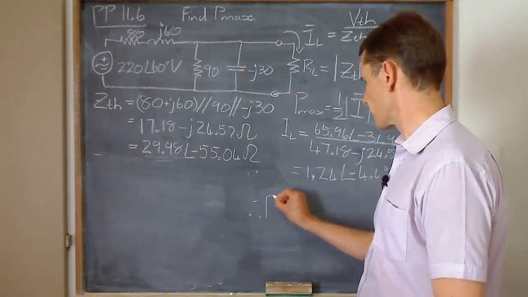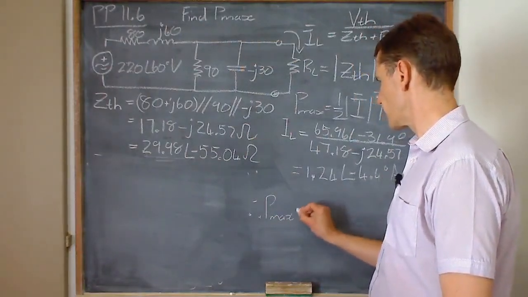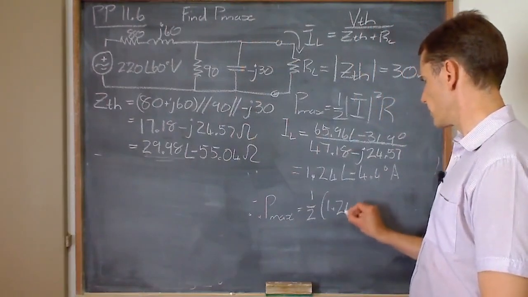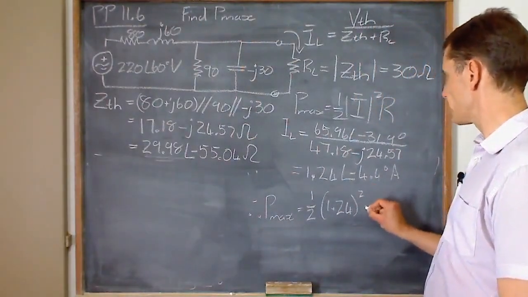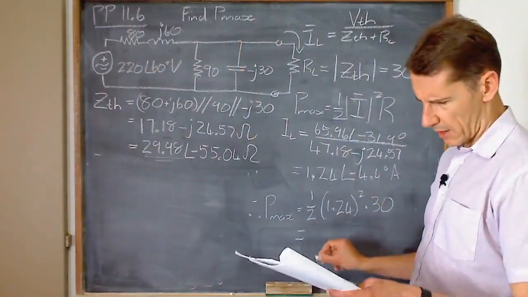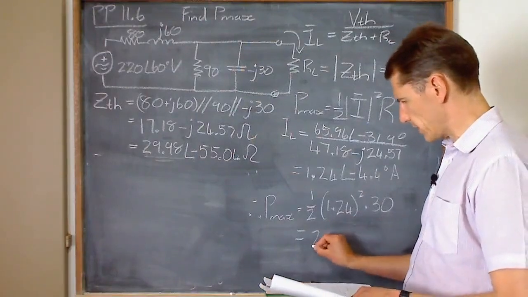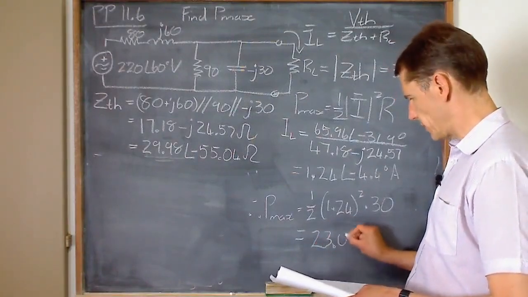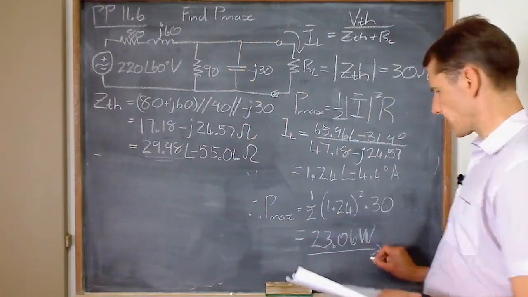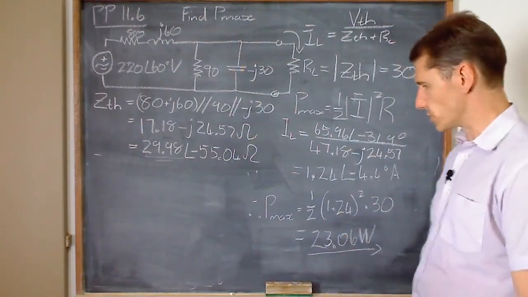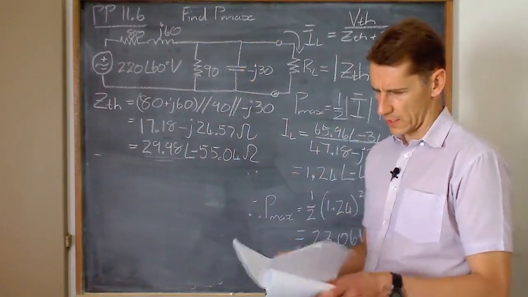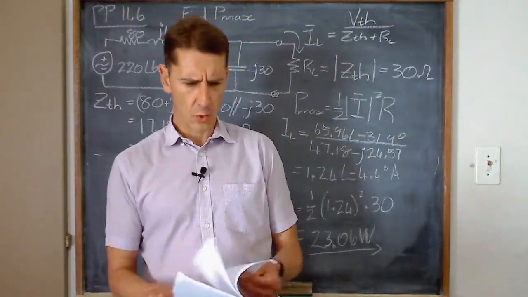In other words, my Pmax equals a half times 1.24 squared times 30. So the maximum power I can actually get into that load is a mere 23.06 watts. Yeah, that's not impressive at all. 23.06 watts. Okay, that was practice problem 11.6, and lo and behold, that's all I want to do for this lecture.